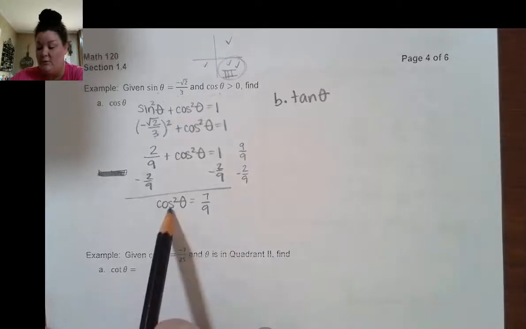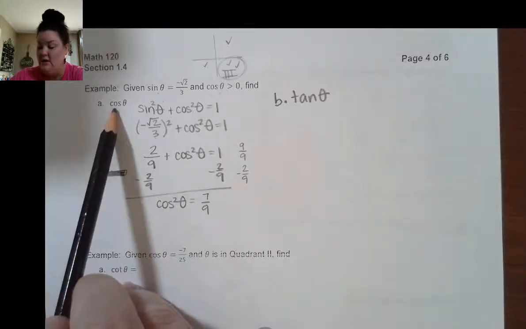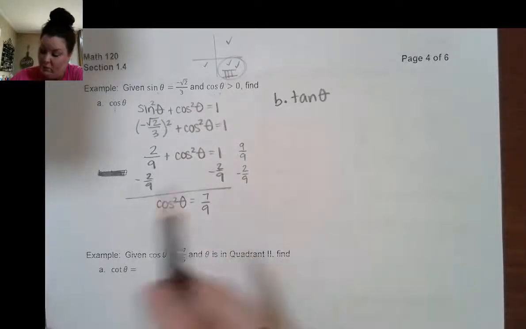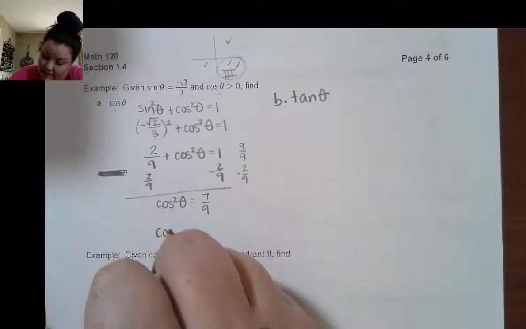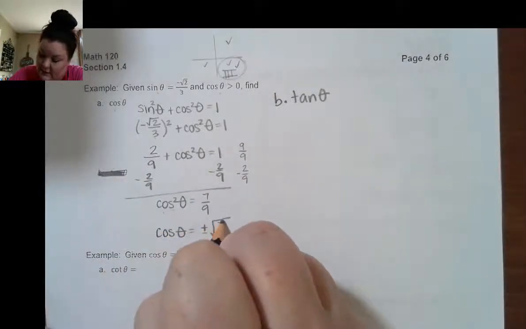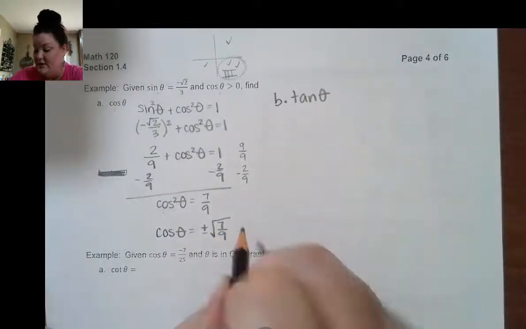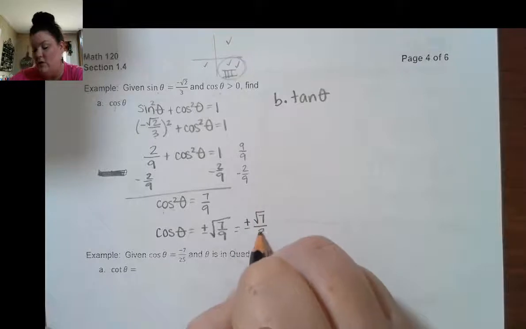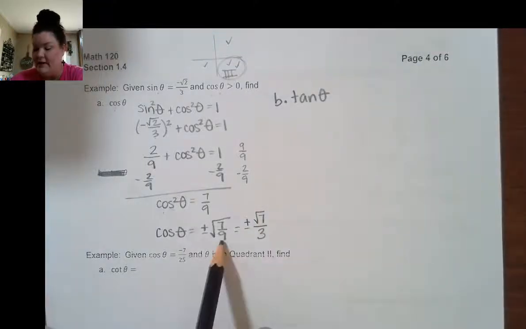And remember, we're looking for cosine theta, not cosine squared theta. So to get the square off, we're going to square root both sides. And remember, when we square root both sides, we have to use plus or minus. Okay. So that means we're going to end up with plus or minus the square root of 7 over 3, because I can simplify the bottom here.